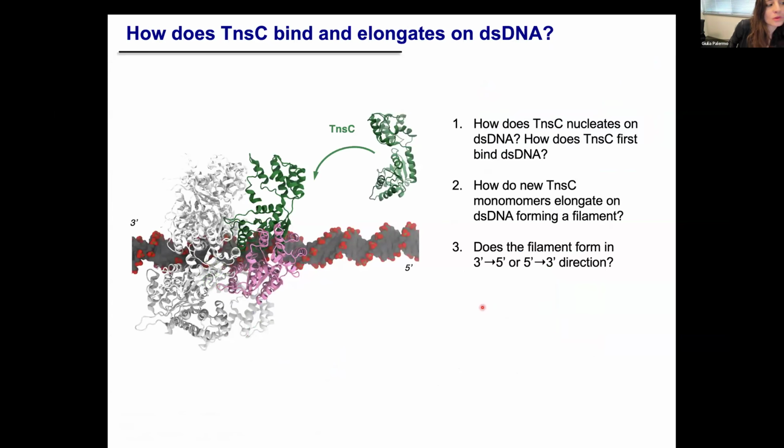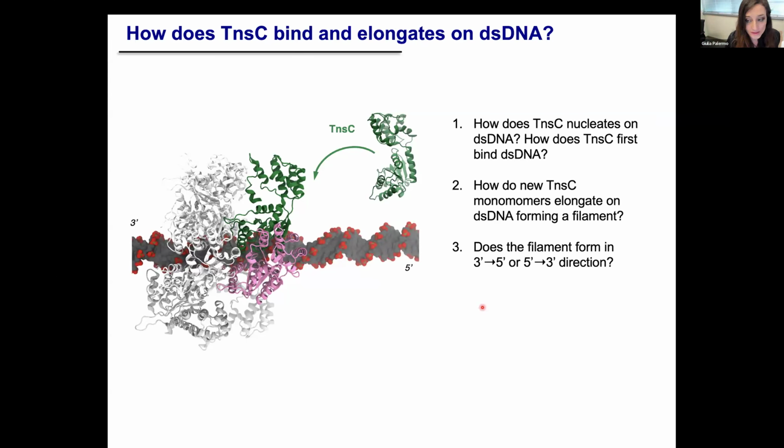But now we also wanted to address how does TnsC bind and elongate on double-stranded DNA. So here, two key questions we want to address. Question number one is, how does TnsC first nucleate on DNA? So how does it first bind in the presence and absence of ATP, and what is the role of ATP? The second question we want to address is, how does the filament form? How does it elongate in one direction or the other?